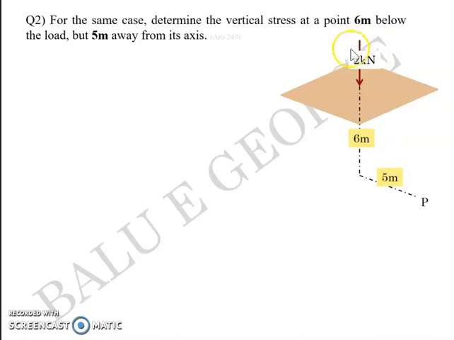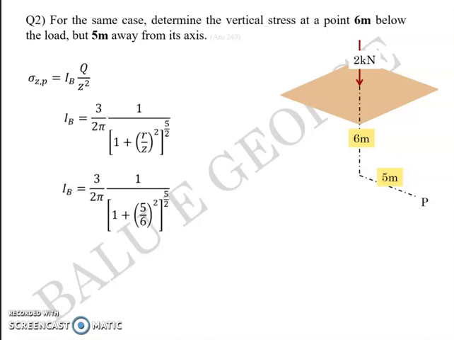So in short, you have capital Q equal to 2 kN, Z equal to 6 meters, and R equal to 5 meters. So you go for the same equation, sigma ZP = IB into Q by Z square, where the new values when substituted give you IB into 2 by 6 square. IB gets modified here since you have a different R other than 0. So that's the only difference that you can have here, and sigma ZP value turns out to be 0.071 kilopascal.